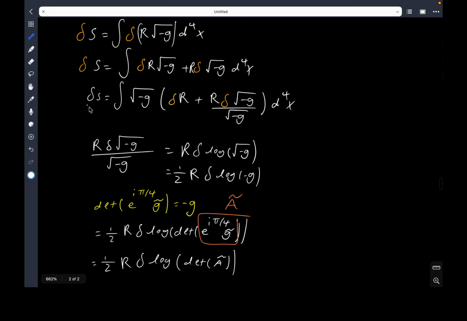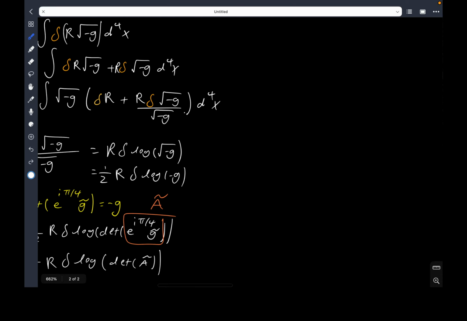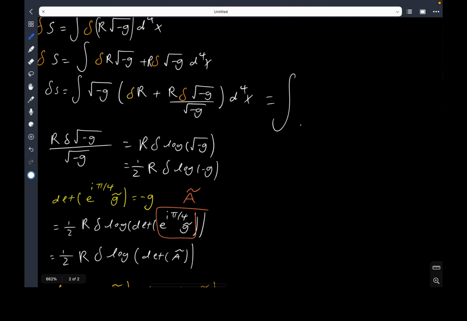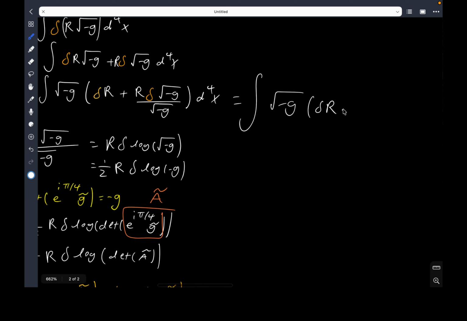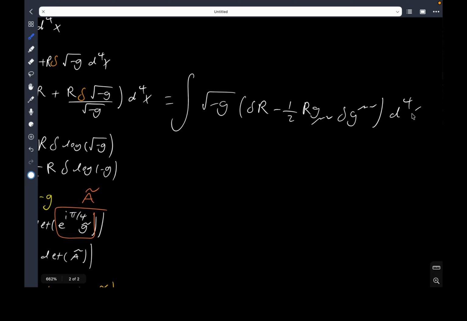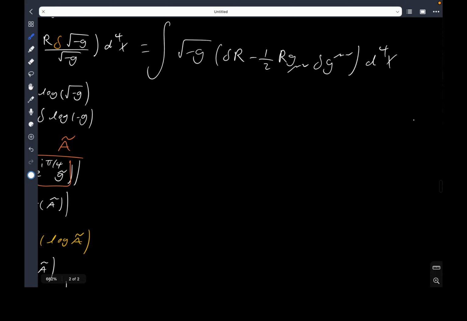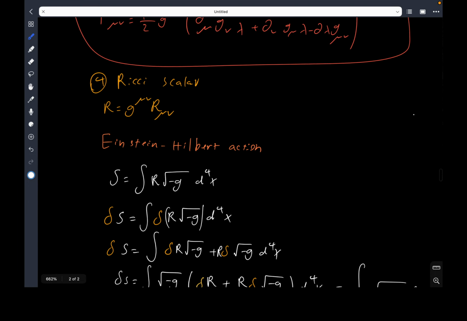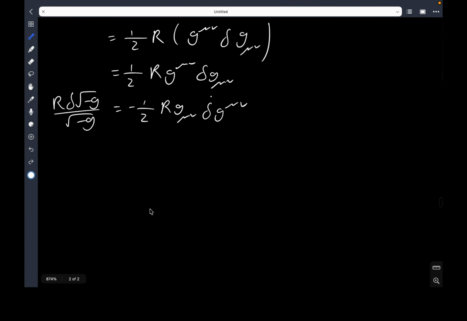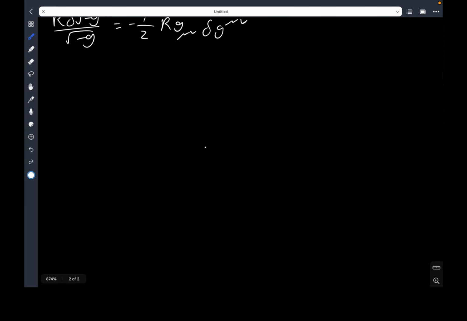So we've solved this part, so I can rewrite it as equal to the integral of root negative g delta R minus half R g mu nu delta g mu nu d to the 4x. So let's go and solve this part here, delta of R. This is a little bit harder to solve, but I'm gonna show it to you.